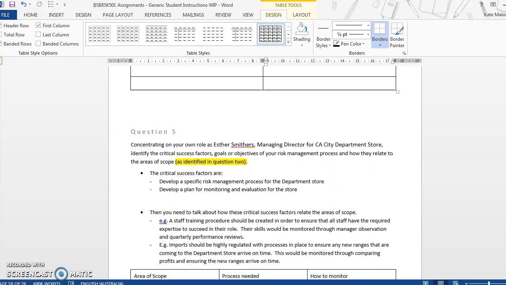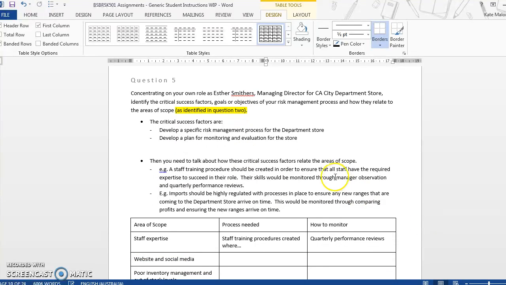Going on, question 5. So we're concentrating on our role as Esther Smithers here, the Managing Director. We need to identify the critical success factors of your risk management process and how they relate to the areas of scope which you identified in question 2. So really our specific critical success factors are to develop a specific risk management process for the department store and develop a plan for monitoring and evaluating the risk management process for the store. So they're the critical success factors, but then I'd also like you to link in how they relate to the areas of scope, because that's part of the question.